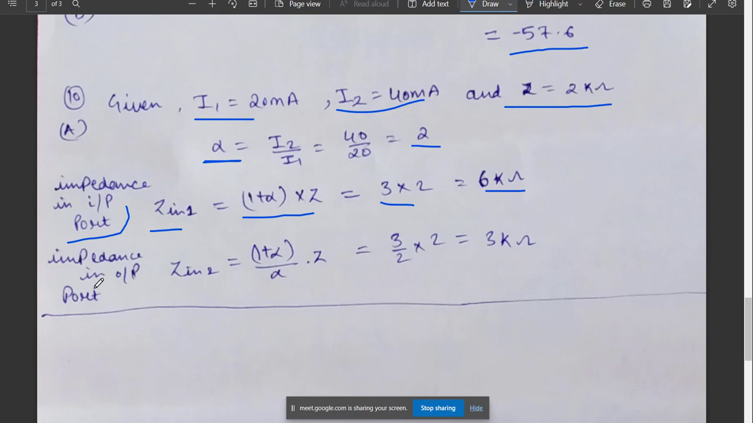Similarly, the input impedance for the output port will be (1 plus alpha) divided by alpha, into Z, right? Which is equal to 3 by 2 into 2, equals 3 kilo ohms. Okay. Any doubt here? Any doubt?